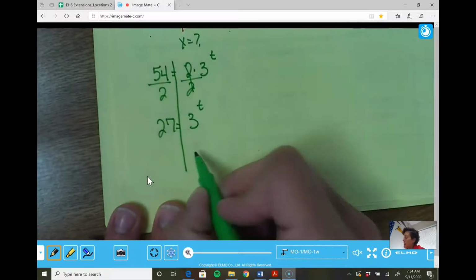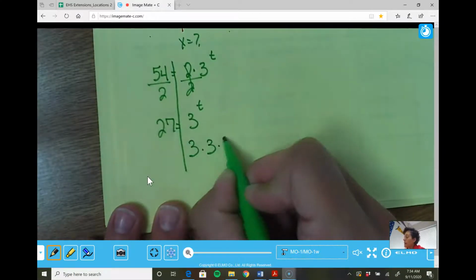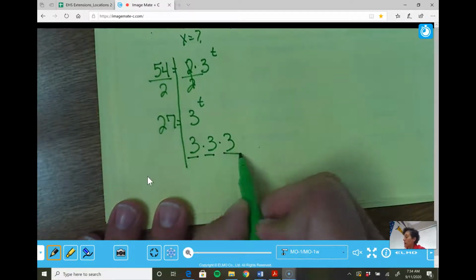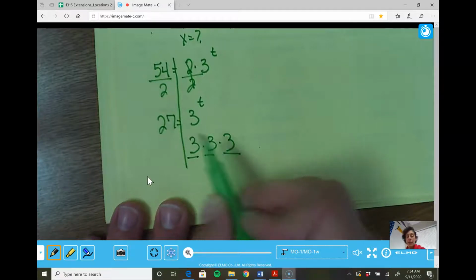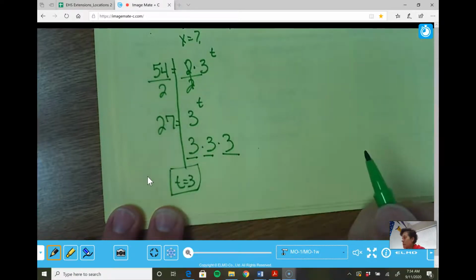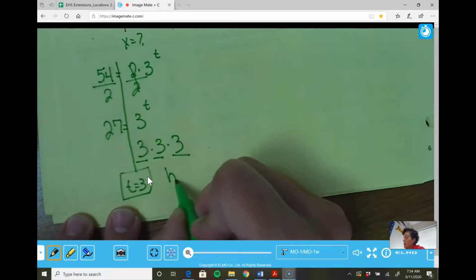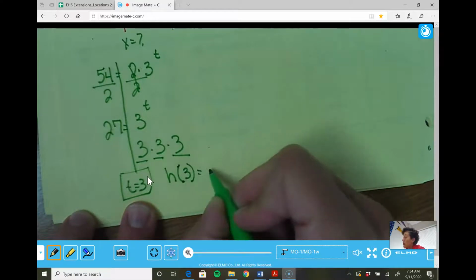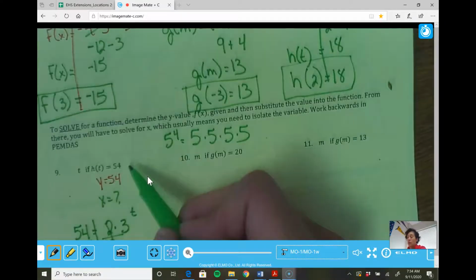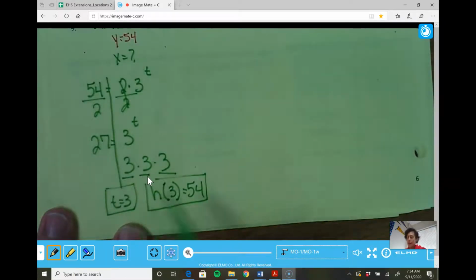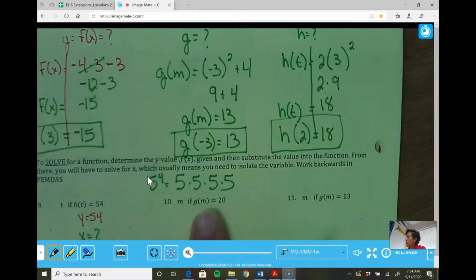So what I want to know is how many times do I need to multiply 3 until I get to 27? As it turns out, it takes 1, 2, and 3, because 3 times 3 is 9, 9 times 3 is 27. So here my answer is 3. It is fine to write the answer like this, but if we want to stick to this format, I would say my function, when t is 3, gives me an overall answer of 54, going back to the top problem. This is kind of new, so if you just want to write it like this, that would be okay. All right, next one, g of m.